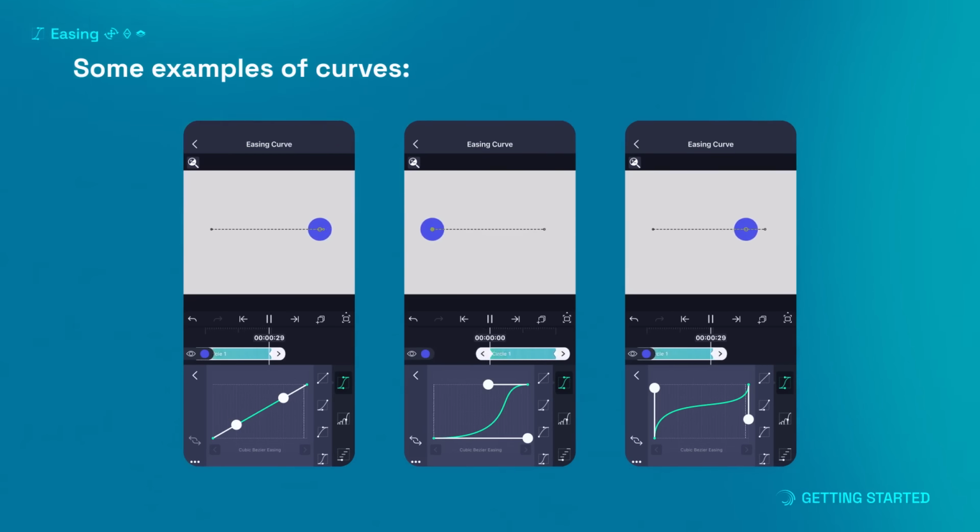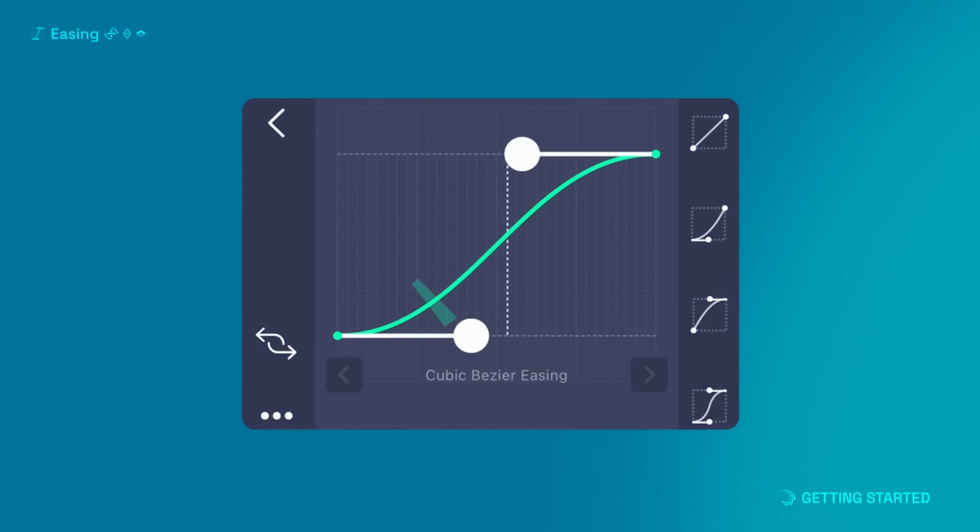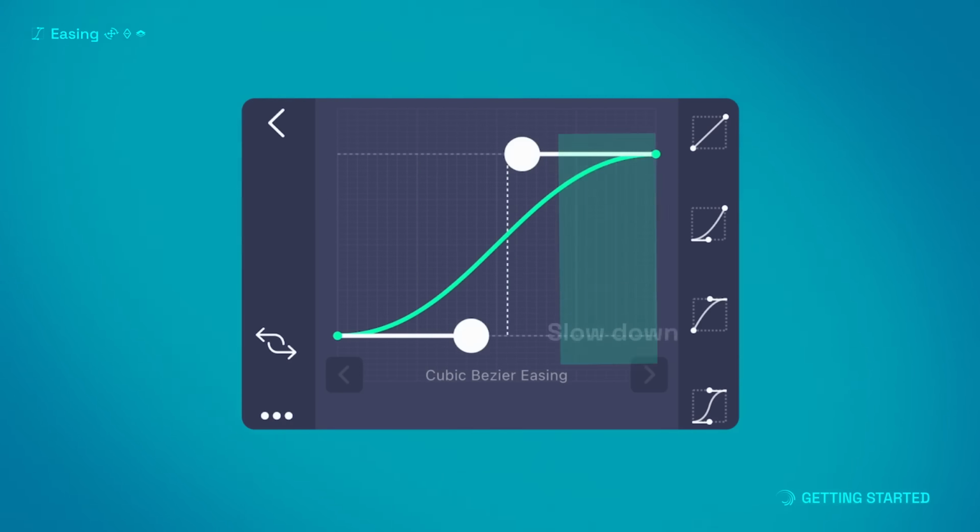As you see, the curve we've created starts horizontal, then becomes vertical, and then horizontal again as it goes towards the right. This means the layer will start moving slowly, speed up, and then gradually slow down and come to rest. The effect of the changes to the curve can be seen in the preview in real time.